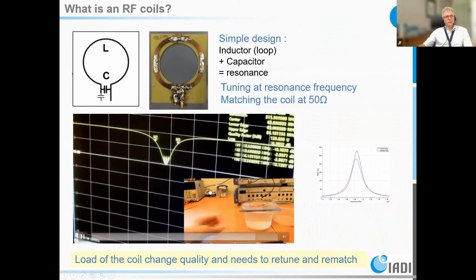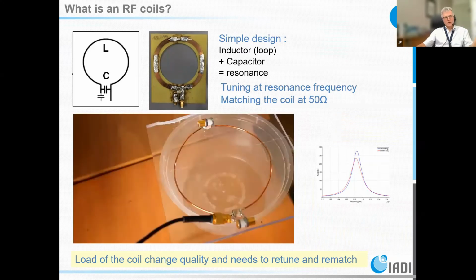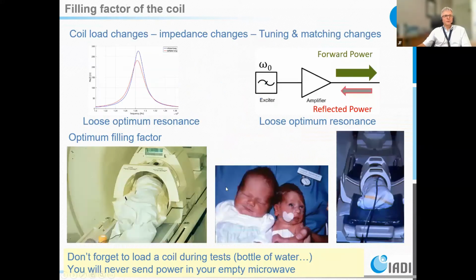What you see here, the resonance frequency is changing. What is very important here? The load is changing the resonance frequency. So if you have a coil, you have to work with the normal load. I will give you some examples in a few slides. But if the coil is not loaded, you do not have the same resonance frequency as if the coil is loaded.